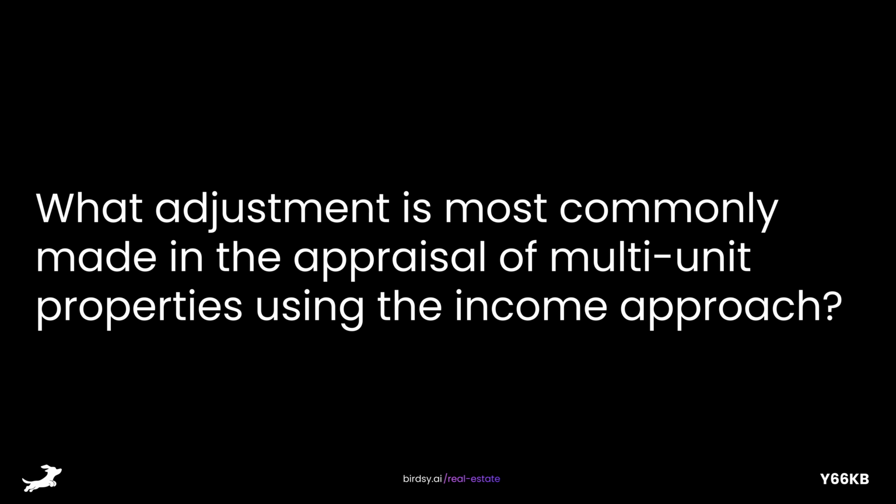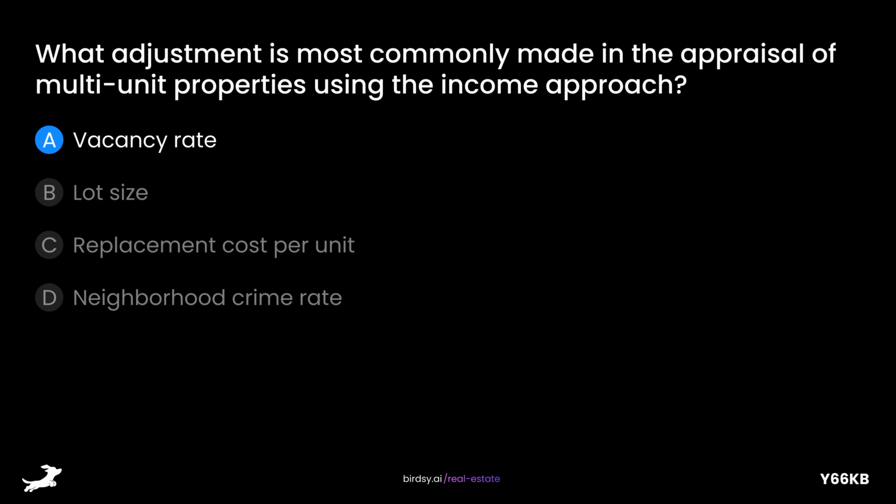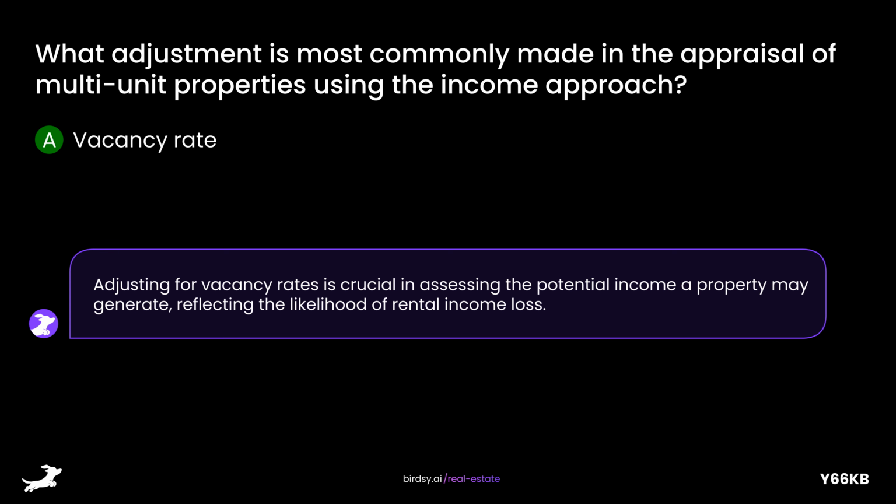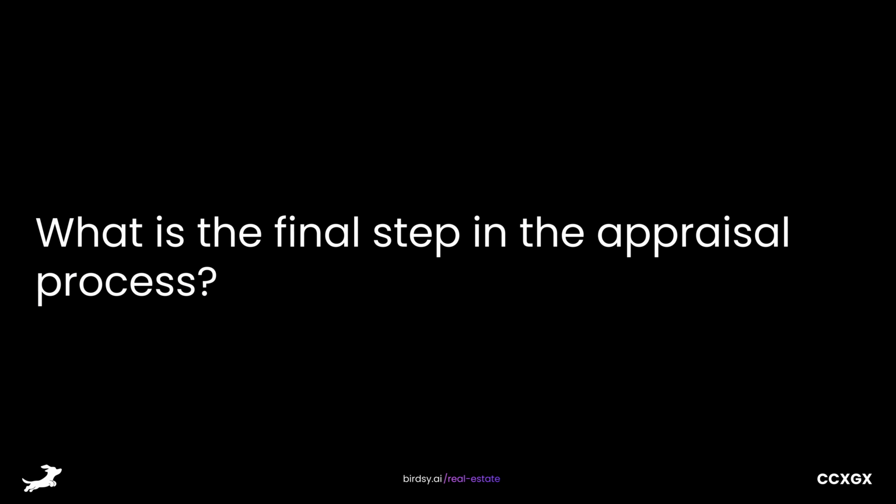What adjustment is most commonly made in the appraisal of multi-unit properties using the income approach? Is it A, vacancy rate, B, lots, C, replacement cost per unit, or D, neighborhood crime rate? The answer is A, vacancy rate. Adjusting for vacancy rates is crucial in assessing the potential income a property may generate, reflecting the likelihood of rental income loss. What is the final step in the appraisal process?